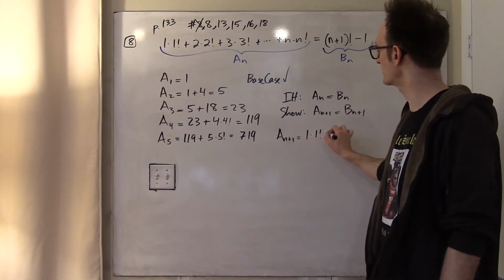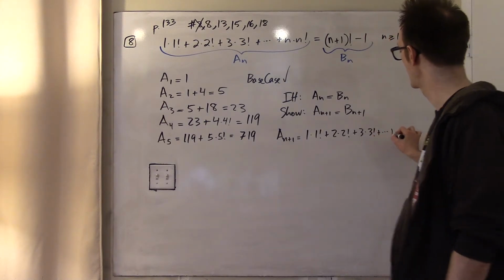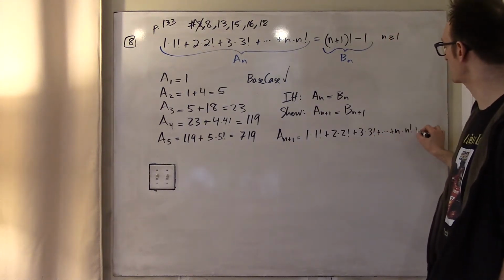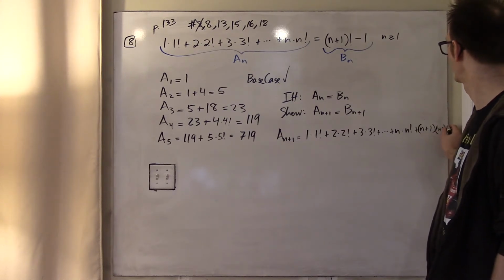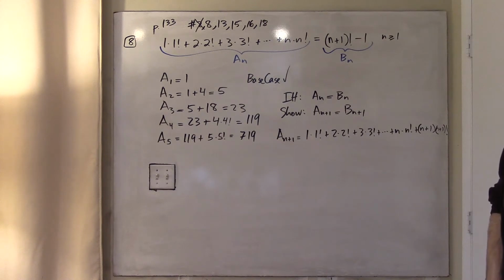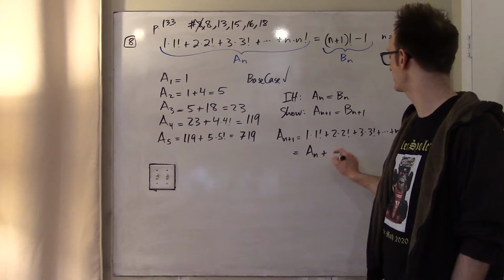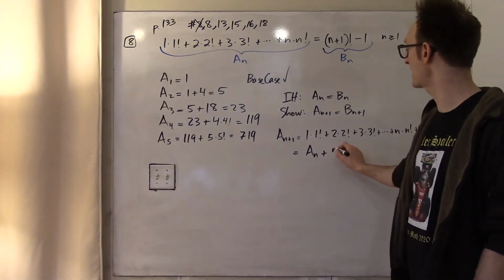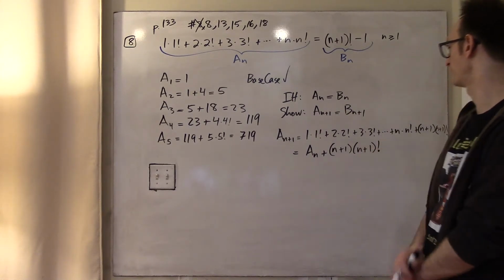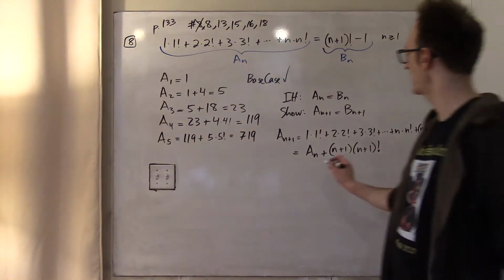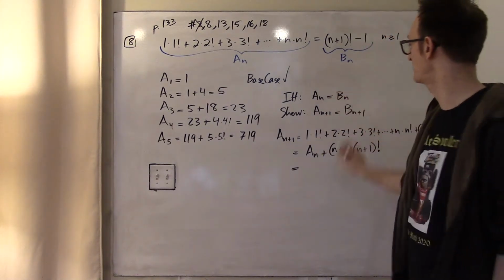it's 1 times 1 factorial plus 2 times 2 factorial plus 3 times 3 factorial, all the way up to n times n factorial plus n plus 1 times n plus 1 factorial. In other words, it's just a sub n plus the last number that you added, which was n plus 1 times n plus 1 factorial. And okay, what is a sub n? By assumption of my inductive hypothesis, it's b sub n.